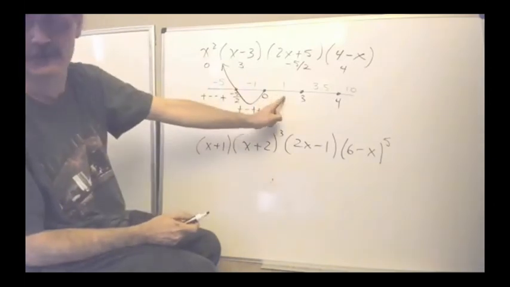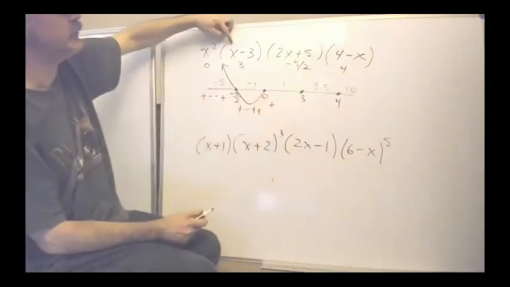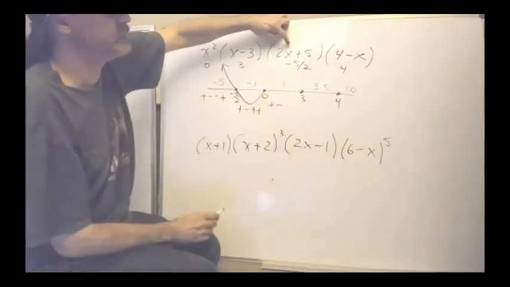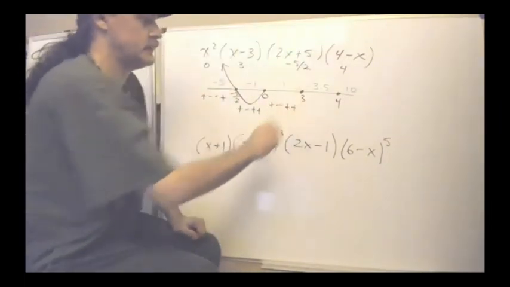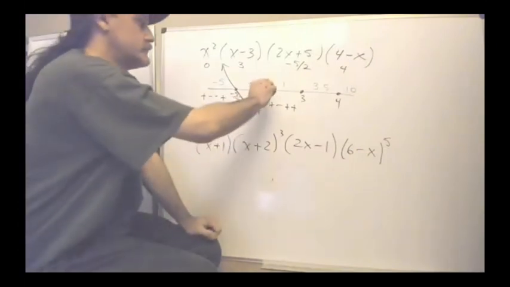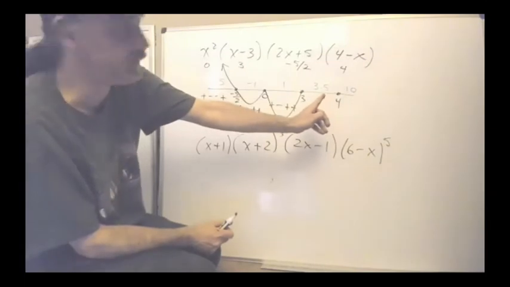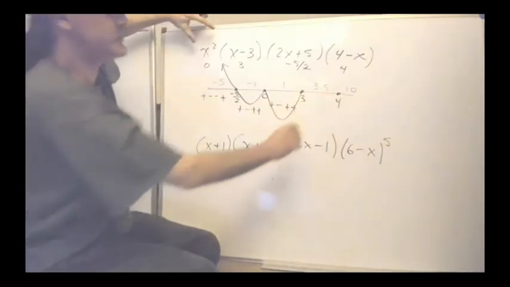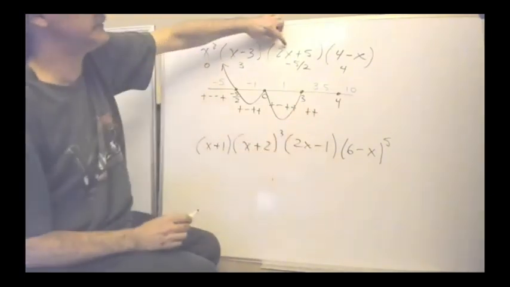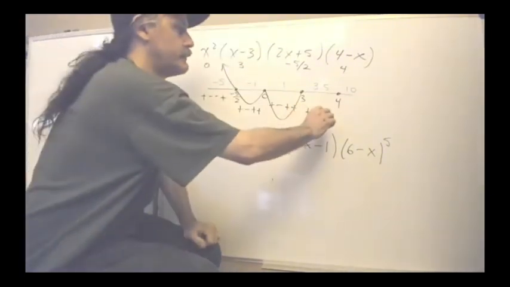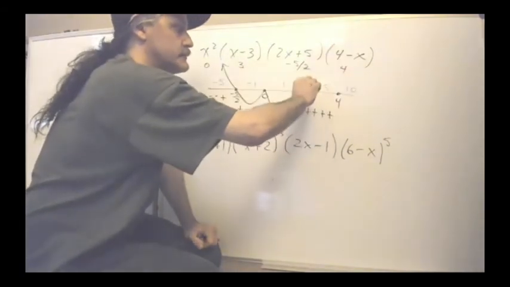Now I'm going to do the same thing with 1. X squared is always positive. 1 minus 3, negative. 1 times 2 plus 5, positive. 4 minus 1, positive. Again, we only have 1 negative, so the graph's going down. Okay, and then 3.5. X squared is always positive. 3.5 minus 3, positive. 3.5 times 2 plus 5, positive. And 4 minus 3.5, positive. So the graph goes up.